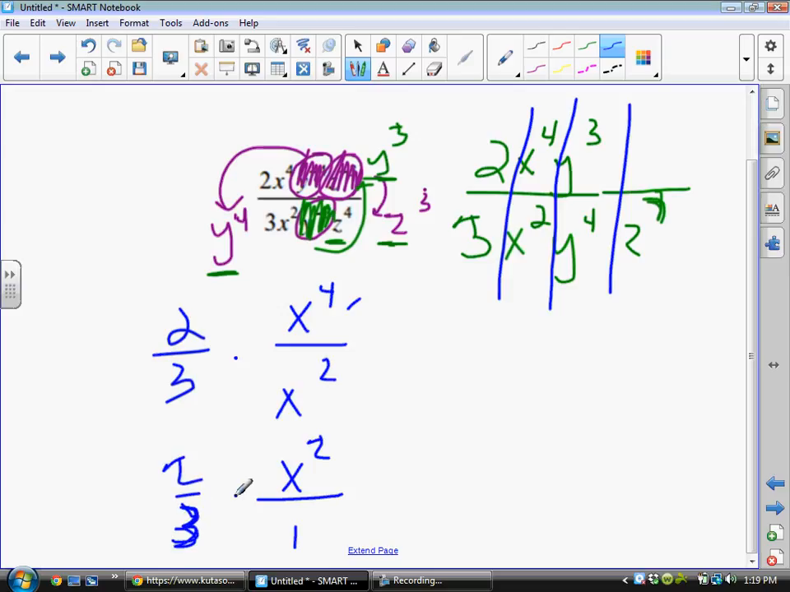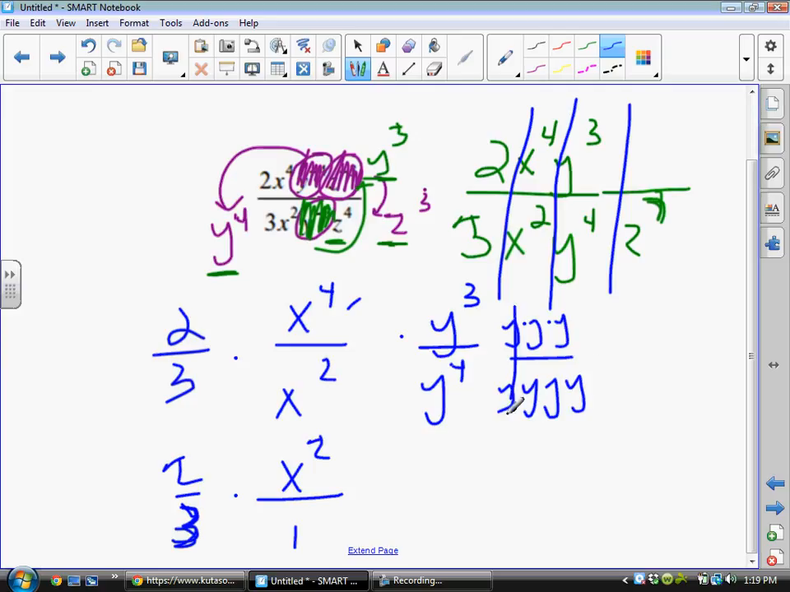Alright, next we have our y's. We have y to the 3rd over y to the 4th. Alright, I'm going to write these ones out. Y times y times y over 1, 2, 3, 4 of them. I'm going to cross them out. There's 1 remaining on the bottom. So I have a 1 on the top and a y on the bottom. Last I have my z's. I have 1 over z to the 7th. Since there's no z's on the top, I can't do anything with that. I'm just going to keep it and copy it down here.